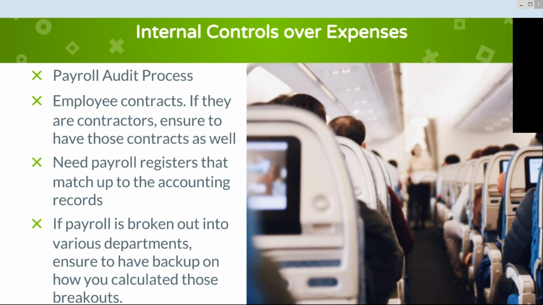The payroll audit process is something you can also use QuickBooks to manage. In the process, make sure you have proper employee contracts, and if there are contractors, ensure you have those contracts as well. At this moment, make sure you go through the exercise to determine if they are actually contractors or actually employees. Because if they're employees and you pay them like contractors, you can really be penalized heavily.